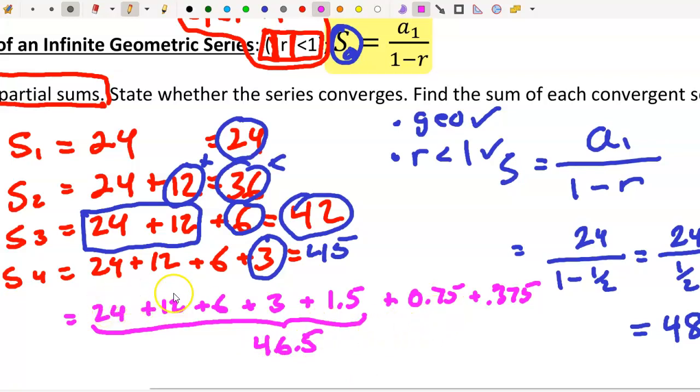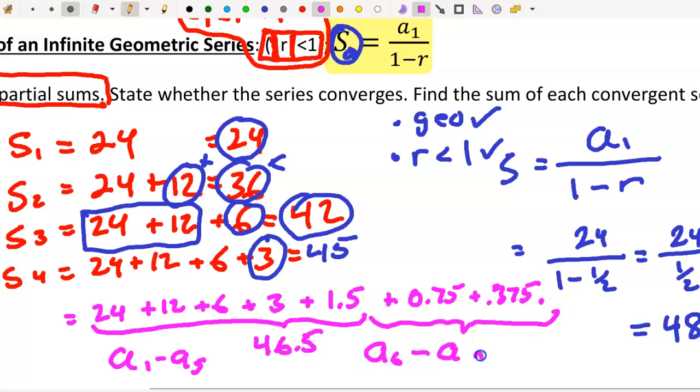And that's the first 1, 2, 3, 4, 5 terms. So the terms A1 through A5 add up to 46.5. That means all the other terms from the 6th term to infinity, an infinite amount of numbers, the whole thing adds up to 48. Everything else only adds up to 1.5. An infinite number of fractions added up.